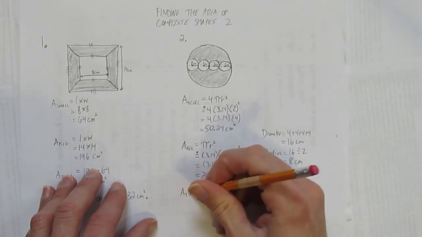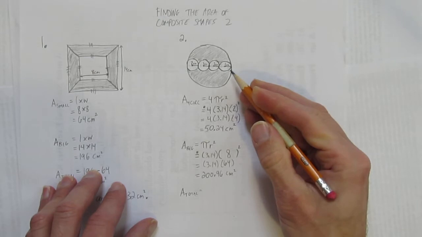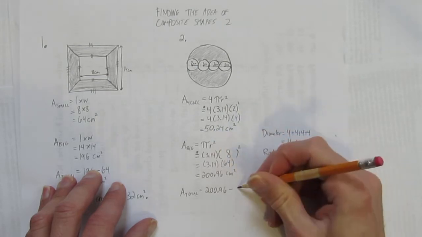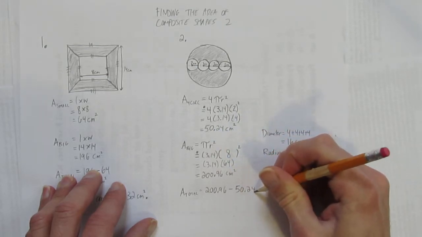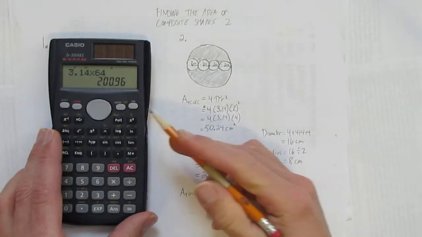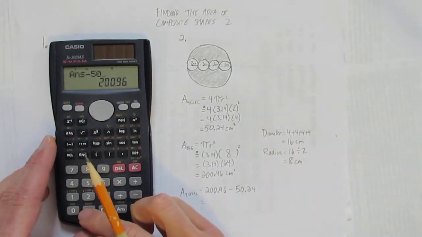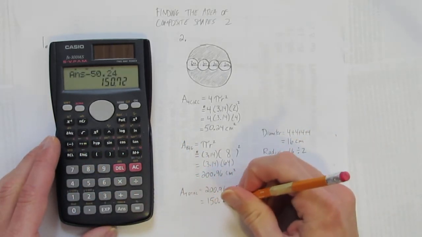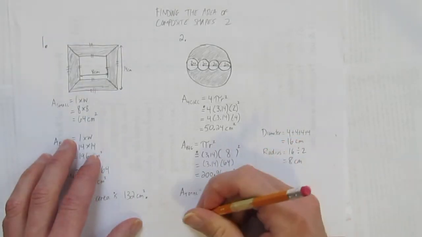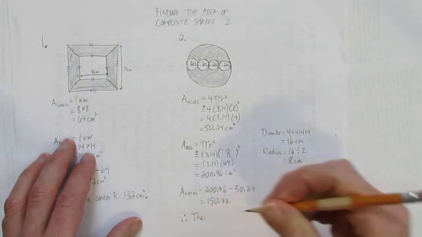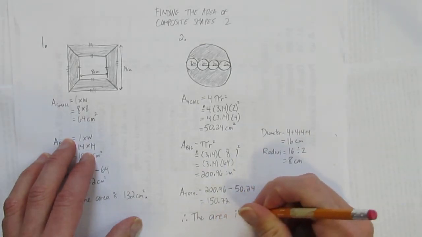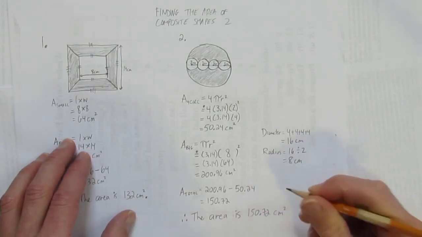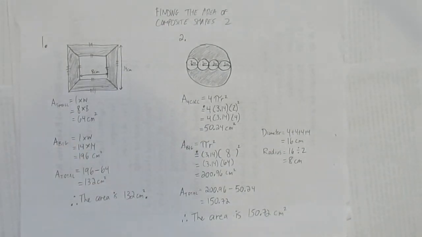Okay, finally the area total here is just going to be the area of the big circle, 200.96, minus the area of the 4 small circles, 50.24, which equals, on my calculator, 200.96 minus 50.24 gives 150.72. It's a word problem, I should have a word answer, therefore it's understood that you mean the shaded area. Something simple, the area is 150.72 centimeters squared. And we've done it, we've found the area of composite shapes.